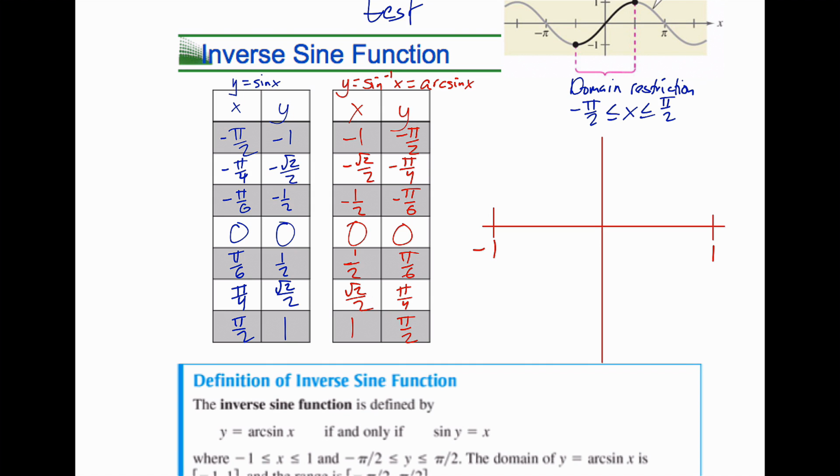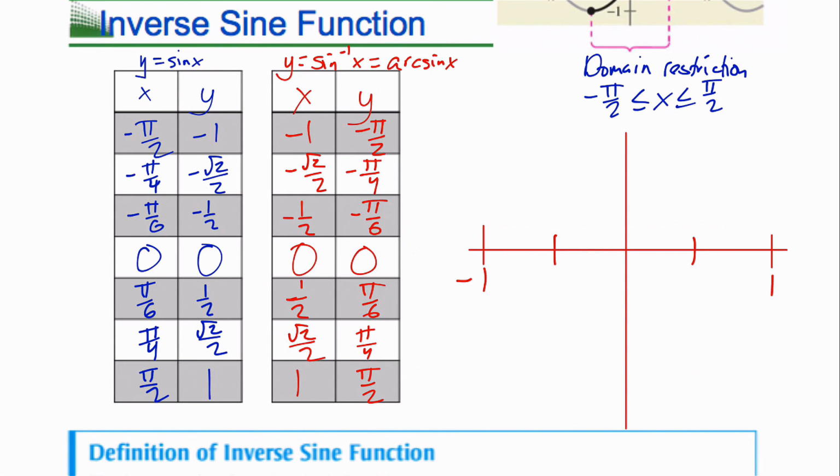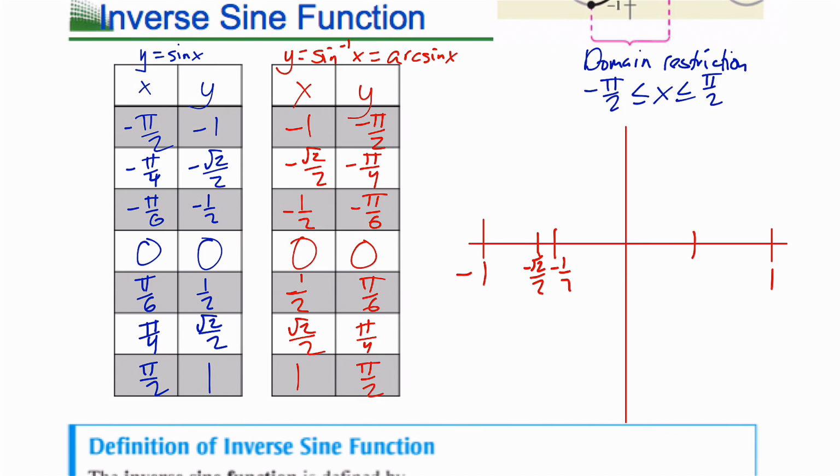Now the other x values we have, they're not the most convenient, but we are going to have negative 1/2 and positive 1/2. We also have negative root 2 over 2 and positive root 2 over 2. Well, negative root 2 over 2 is a little bit over halfway. So if this is negative 1/2, we're going to say this is negative root 2 over 2. And positive 1/2 is over here, and then we're going to make this positive root 2 over 2. It's actually just a little beyond 1/2, so it's not quite halfway from 1/2 to 1, but pretty close.